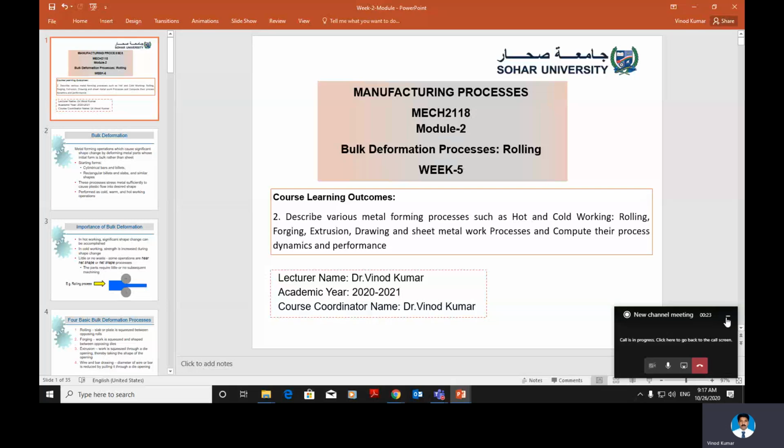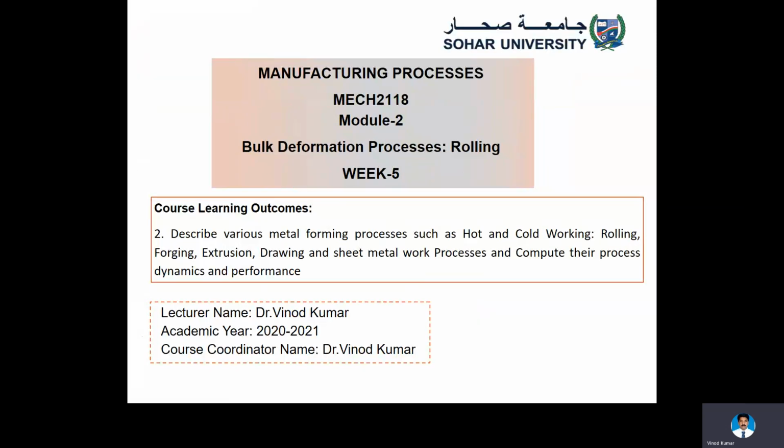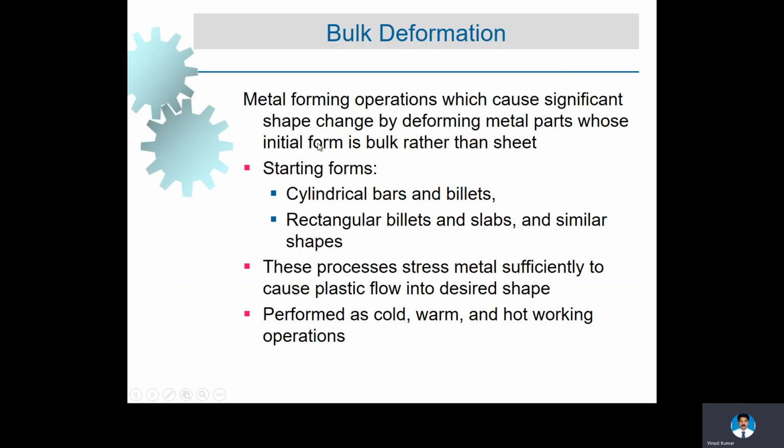Today we are going to discuss about bulk deformation process. In bulk deformation process, we are going to discuss about a rolling process. The learning outcome is to describe various metal forming processes such as rolling, forging, extrusion, drawing, and compute their process dynamics and performance. Bulk deformation we already studied in the previous lecture.